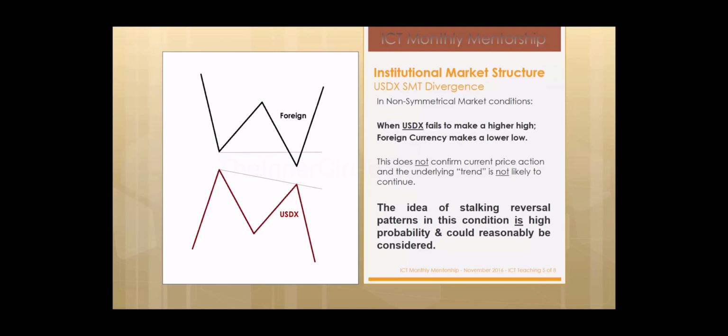They're going down below a previous low to accumulate all the sell stops on foreign currency pairs. Then they'll rally the market higher. The dollar index will sell off, which would support foreign currency long positions, and the underlying weakness is indicated with the US dollar index making a lower high, fuels those market moves. The idea of stalking reversal patterns in this condition is high probability and could reasonably be considered.